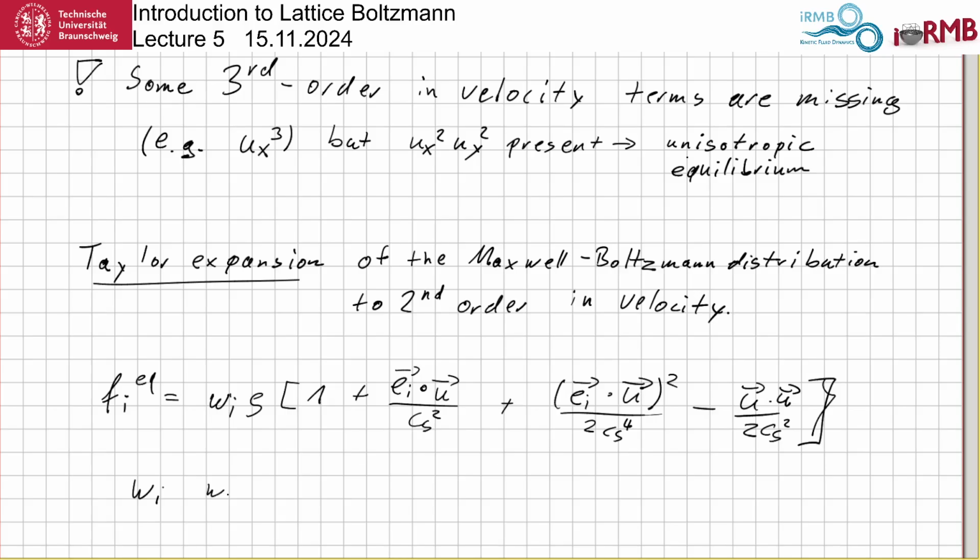W_i are the weights obtained at velocity 0 and rho equals 1. So I will not give them here.